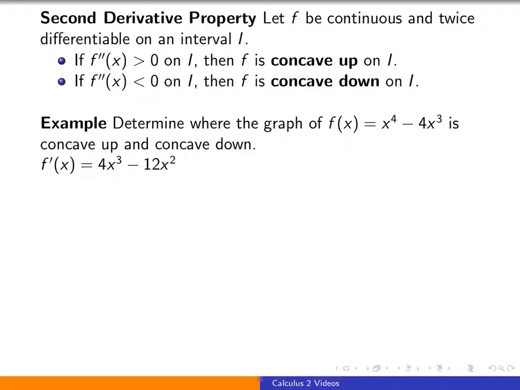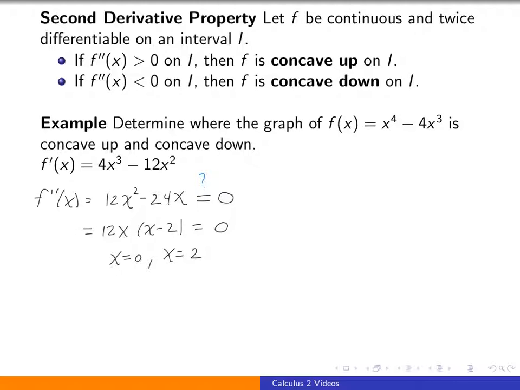Now let's apply this to our example. Let's determine where the graph of this function is concave up and concave down. So we have the first derivative. Now we need the second derivative. So term by term, we have 12x squared minus 24x. And what we would like to know, once again, is where is this thing equal to 0? And then if we see what happens away from those zeros, we'll find where the second derivative is positive or negative. So note, both terms have a 12x. When you pull that out, you're left with an x minus 2. So to ask where this is equal to 0 tells us x is 0 or x is 2.